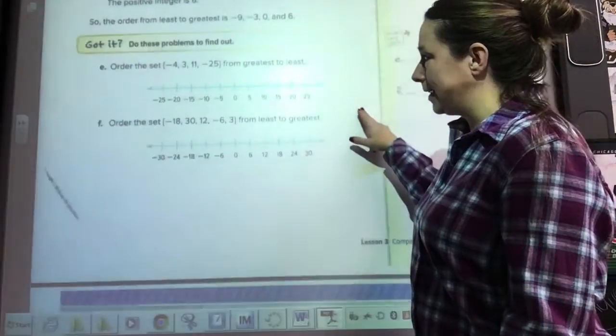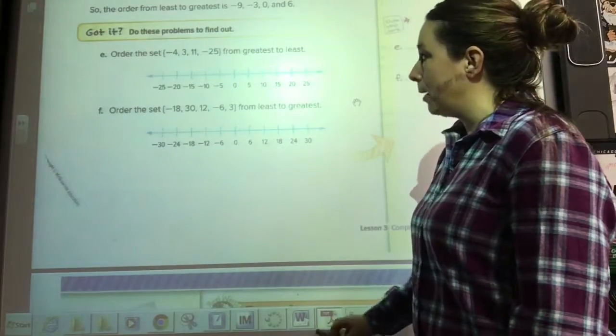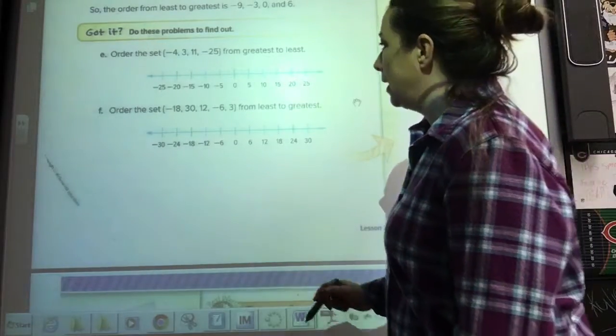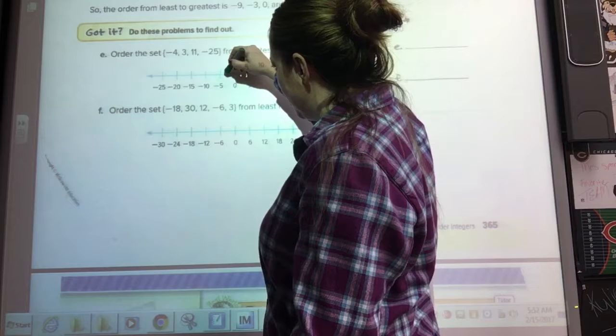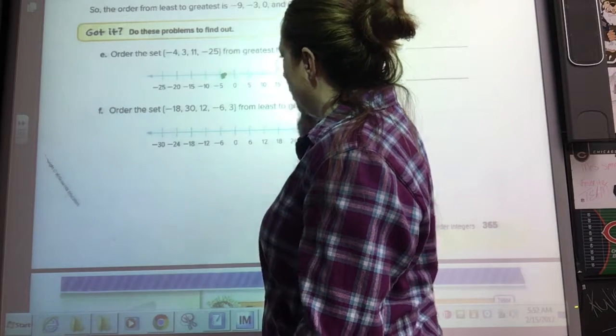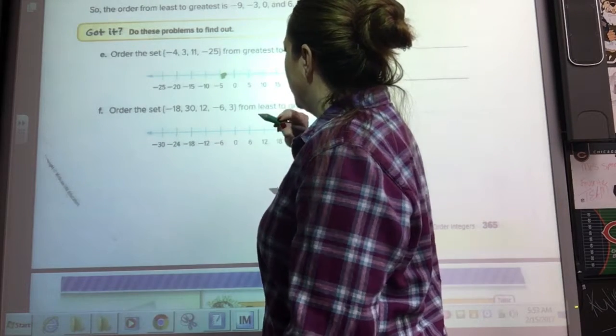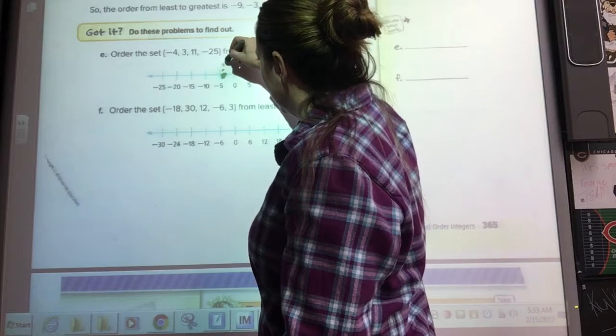Okay, let's try these. Let's put them on the number line. So that part's pretty easy. We got -4. And this goes by 5, so you kind of have to make a little guess and hope my board is somewhat on. And it's not. There's a -4. We got, I'm going to write -4.